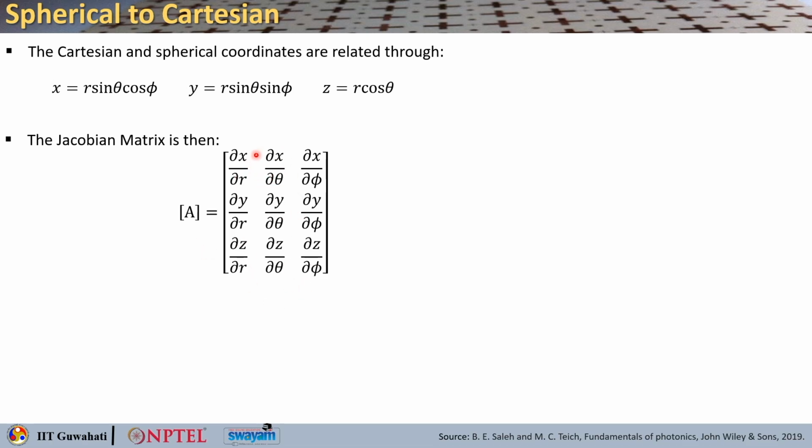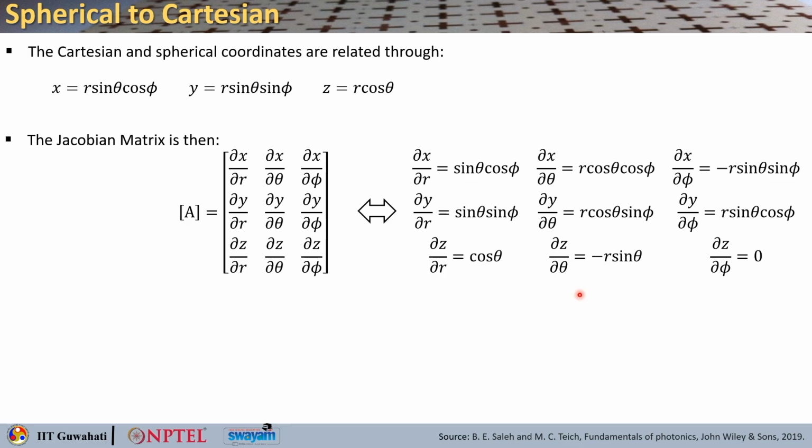You can calculate this as dou x by dou r, dou x by dou theta, and dou x by dou phi, because your previous coordinate system is r, theta, phi, and the new coordinate system, x prime, y prime, and z prime, are basically your x, y, and z. Now you can calculate all these 9 elements. I will just take 1 or 2 examples. The first relation is x equals r sin theta cos phi. If you take the partial derivative with respect to r, you simply have dou x by dou r equals sin theta cos phi.